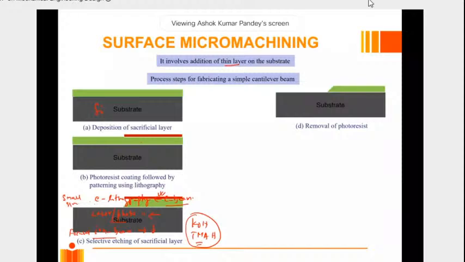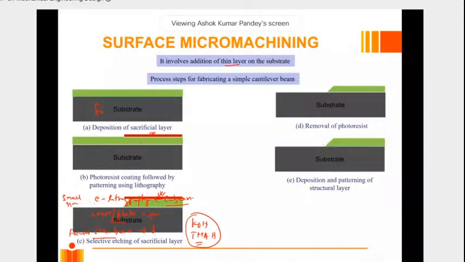Basically, after this, you deposit a metal layer. Metal layer means, let's say if you want to fabricate a silicon beam, you do evaporation, thermal evaporation or sputtering of these materials on top of it. Since this layer is already there, you will get a layer which looks like this, right? It will come and sit here.